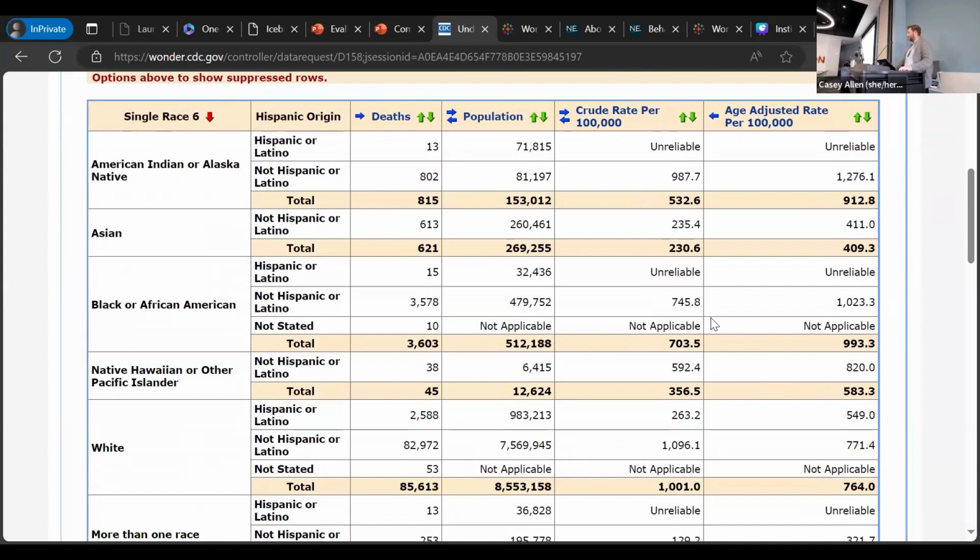And when we process these results, we can see that the crude rate for Black non-Hispanics increased from 745 per 100,000 people to 1,023 per 100,000 people, while the rate in whites decreased from 1,096 to 771 persons per 100,000. So we can start to see those racial and ethnic disparities emerge as we are going through these different data tables.